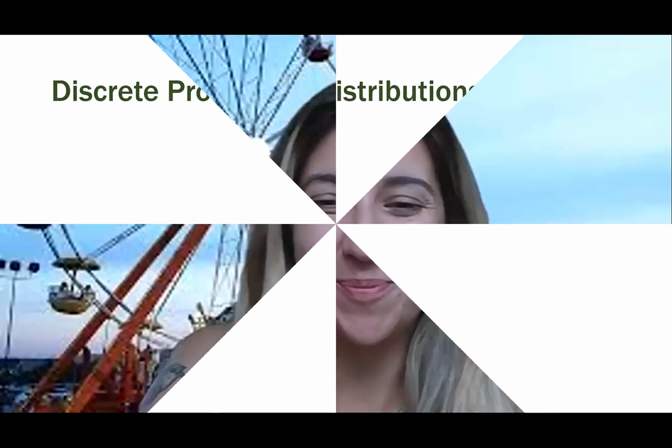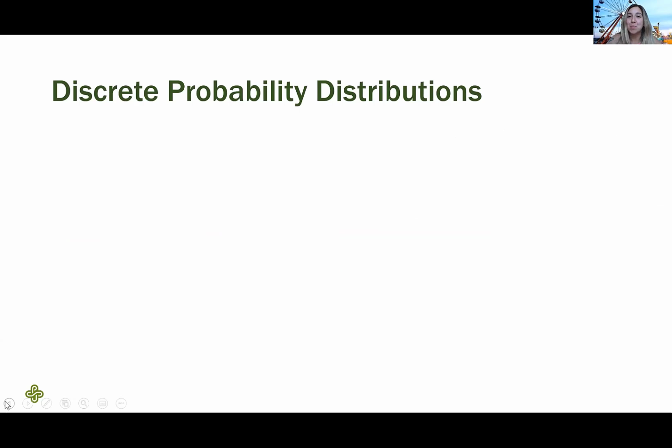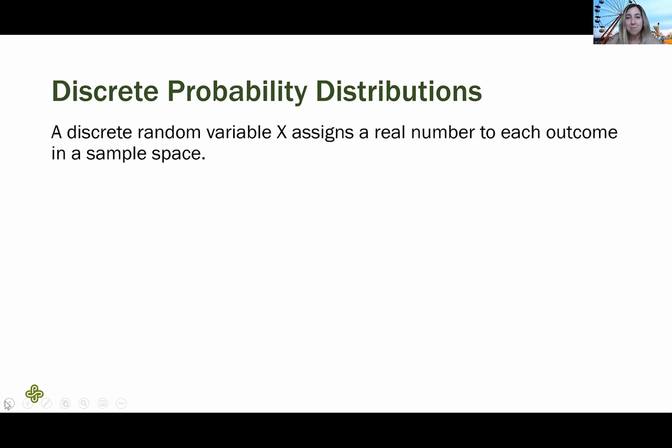Hello, in this video we are going to take a look at calculating probabilities for a discrete probability distribution, as well as look at some common words that are used in probability story problems. Discrete probability distributions describe random variables. A random variable assigns a number to an outcome in the sample space.